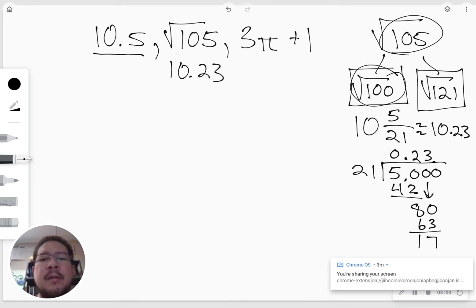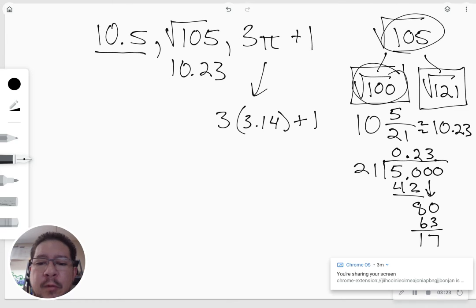Now, the last thing I have here is 3 pi plus 1. Well, I know if I follow PEMDAS, I need to do multiplication first. And I know pi is about 3.14. So in other words, I can write this down as 3 times 3.14 plus 1. Well, let's do 3.14 times 3.